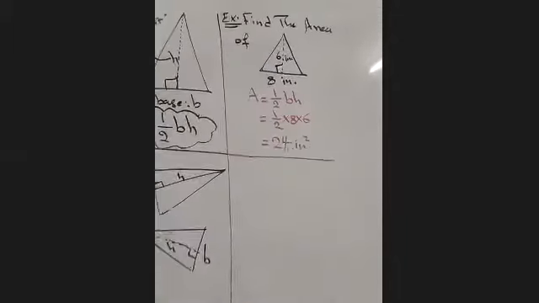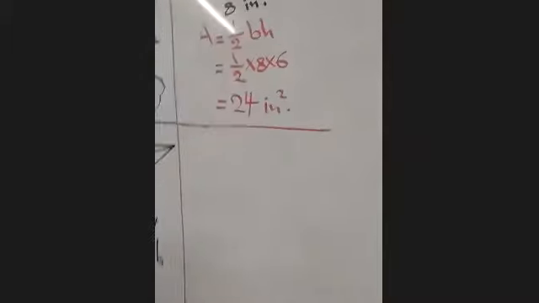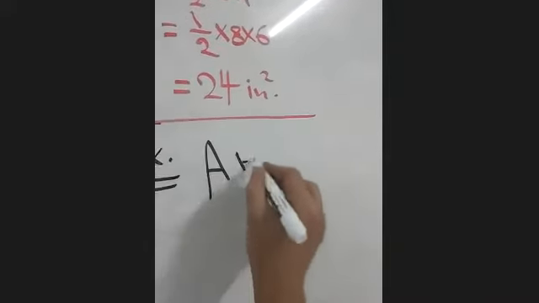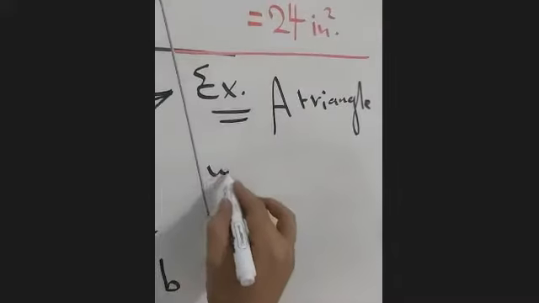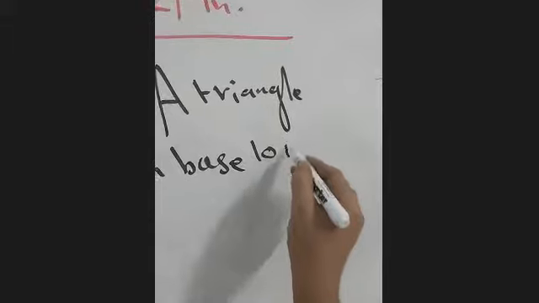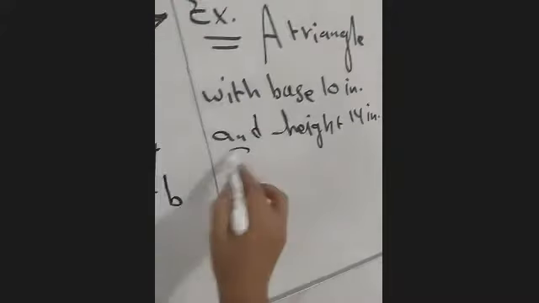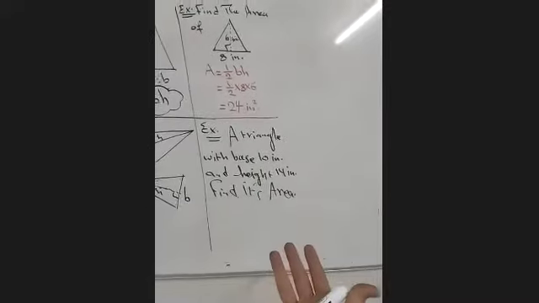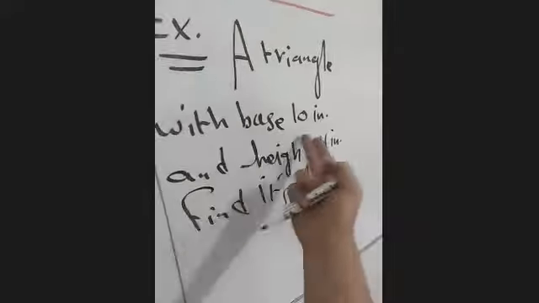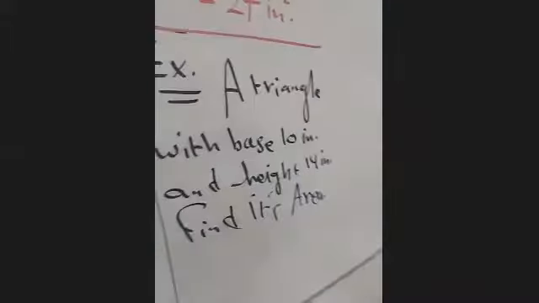Not always does the question give you the triangle, okay? Sometimes it is a written question, for example: a triangle with base 10 inches and height 14 inches. Find its area. Here, there is no graph. What's given? The base and height, and they want the area. Write the formula and apply it. No need for the graph here.